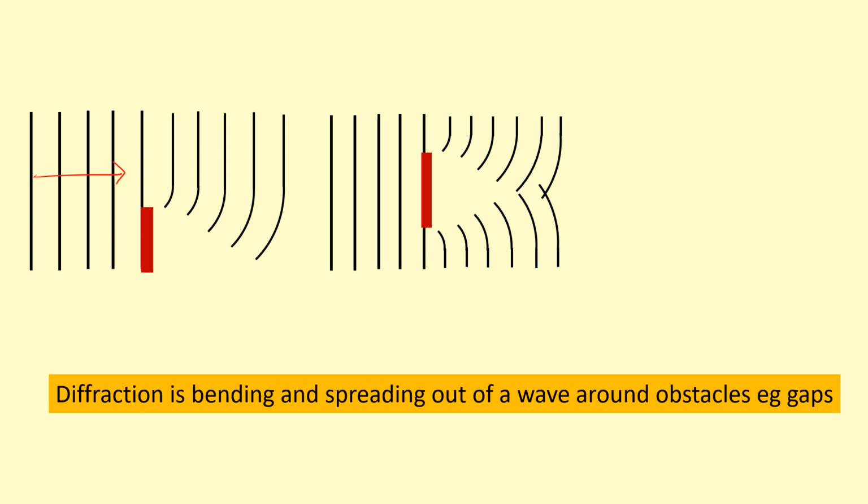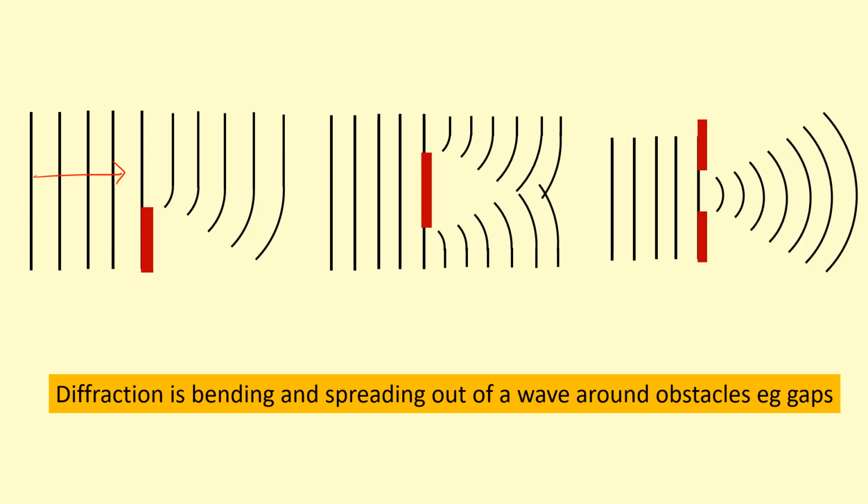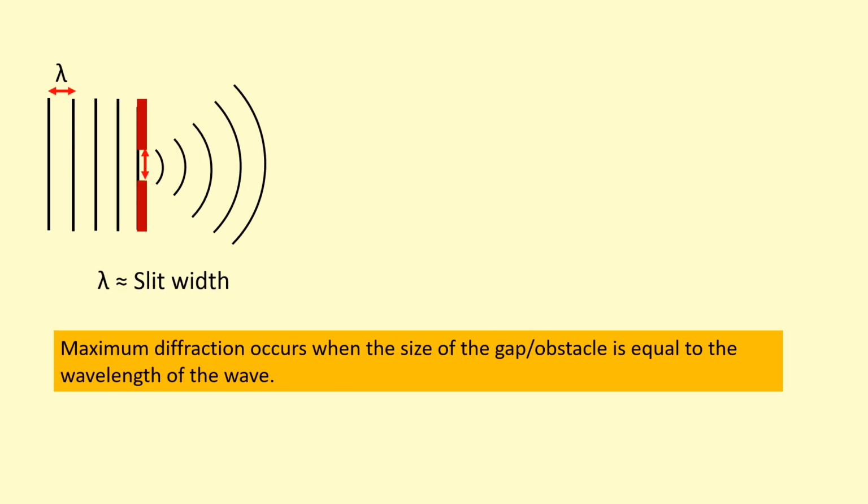Okay, here we've got an obstacle and it's spreading out from both ends, and then here it's going through a gap and spreading out. This is called diffraction. It turns out maximum diffraction occurs when the size of the gap or obstacle is equal to the wavelength of the wave. Okay, so here we've got the wavelength, which is indicated by the distance between the wavefronts, and we've got the gap here. And because the gap size and the wavelength are roughly equal, we get maximum diffraction.